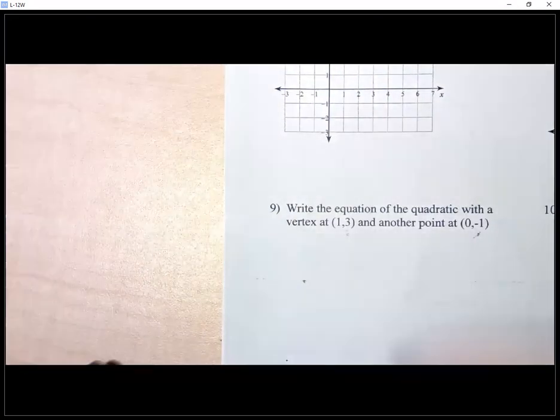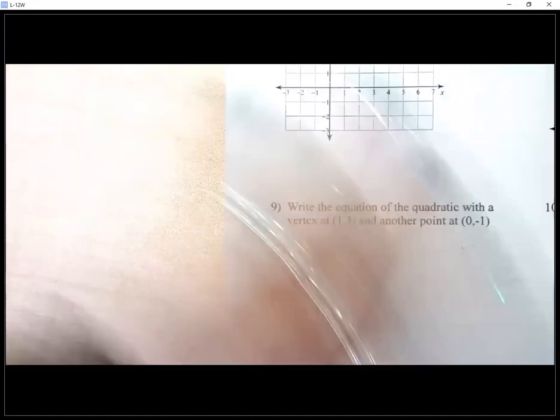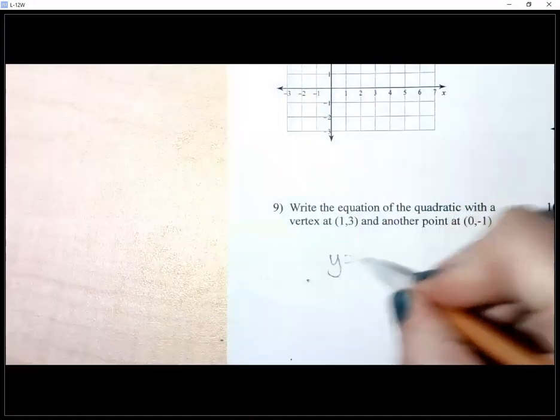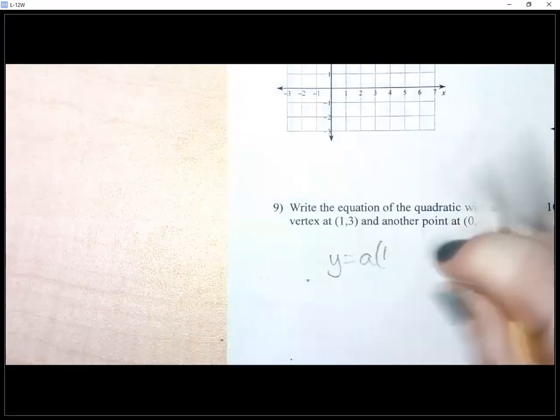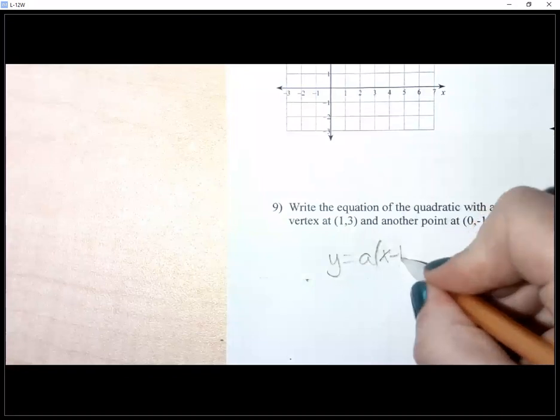So remember our general formula. y equals a times (x minus h) squared plus k.